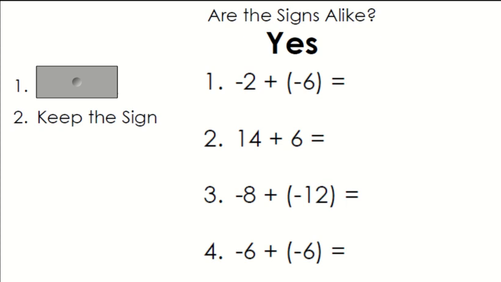So if the signs are alike, you are going to add the numbers and keep the sign. So if I've got negative 2 plus negative 6, and sometimes they put the negative numbers in parentheses, the parentheses don't do anything. That's just to keep it separated from the plus sign, or when we get to subtraction, the minus sign. So what that means is if I got negative 2 plus negative 6, I add. 6 plus 2 is 8, and we keep the sign. They were negative, so that's negative 8. Make sense? Y'all try those other 3.